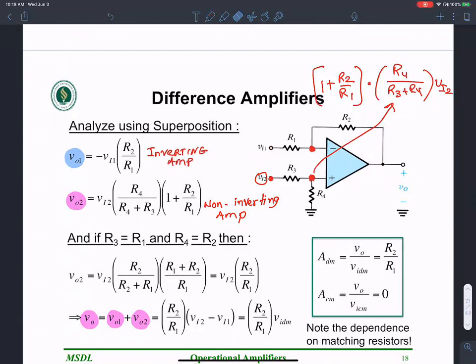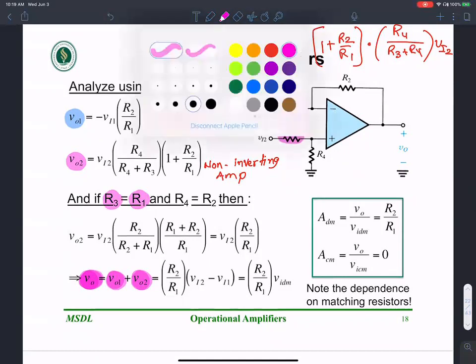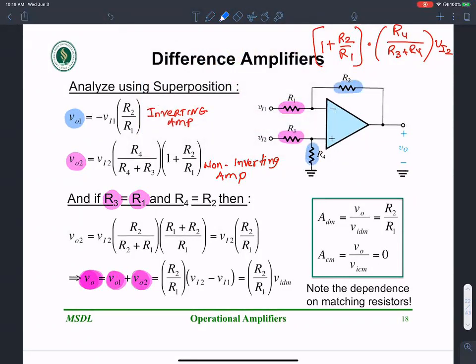And the sum of these two is what gives me the overall V output. So V output is the sum of VO1 and VO2. That's the idea of superposition. If I make the simplifying assumption that R3 is chosen to be R1, so this resistance is chosen to be that guy, and R4 is matched to R2, then I can see that the overall output, so pay close attention, is R2 over R1 times this guy, which is the differential mode.